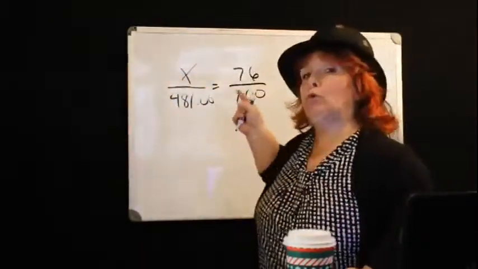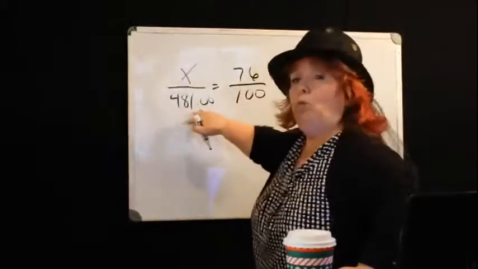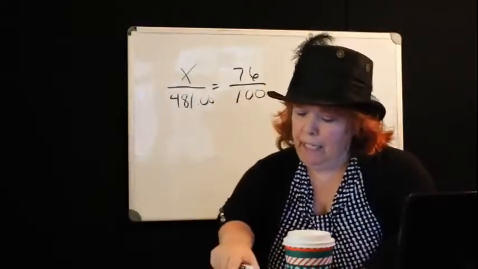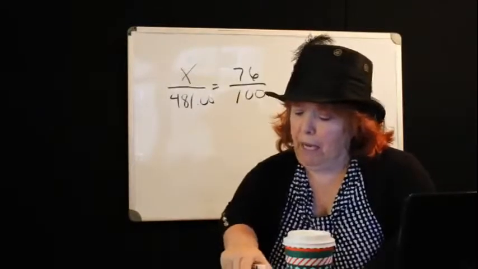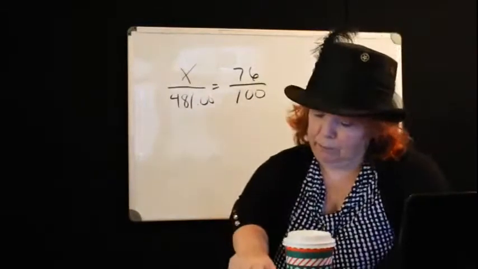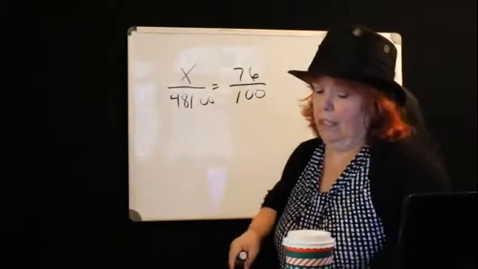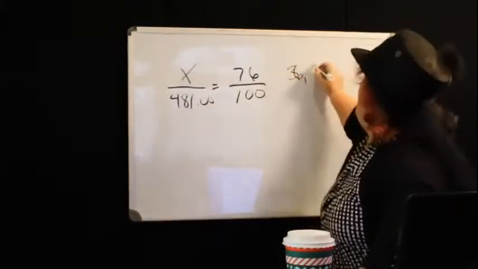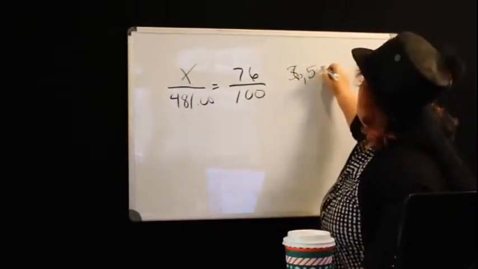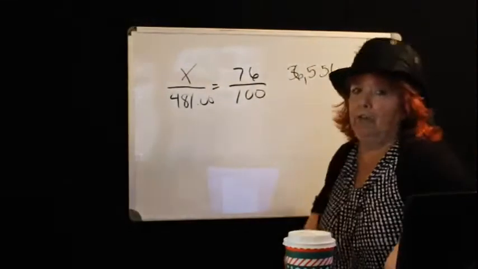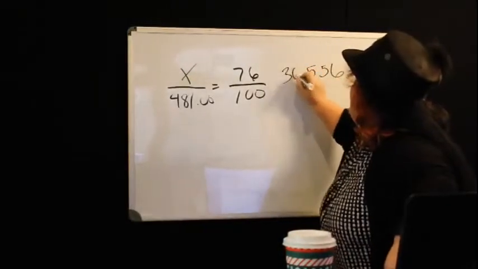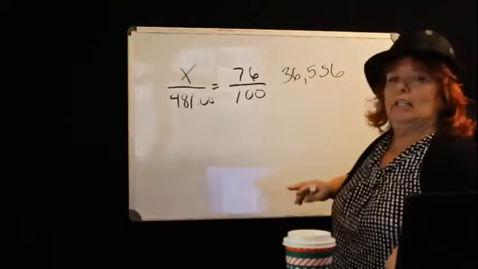So what two numbers cross each other? The 481 and the 76. So we're going to take that 481 and multiply it by the 76. And that gives us 36,556. Now I don't have to pay that much. Fix that: 36,556.